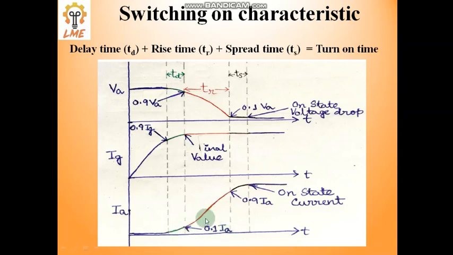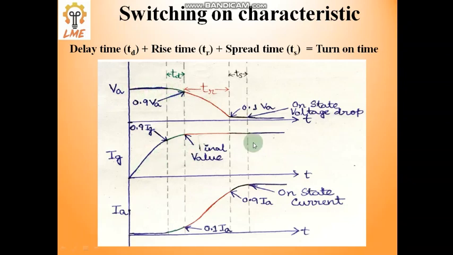And with respect to anode current, we can say from the zero value, the very initial value, to 0.1 of the peak value, 0.1 of IA, is known as the delay time. Suppose the on state current is 100, then we can say a change of 0 to 10 ampere current is known as delay time. The gate current change from 90 to 100 is known as delay time, and the anode voltage from 100 to 90 is known as delay time.